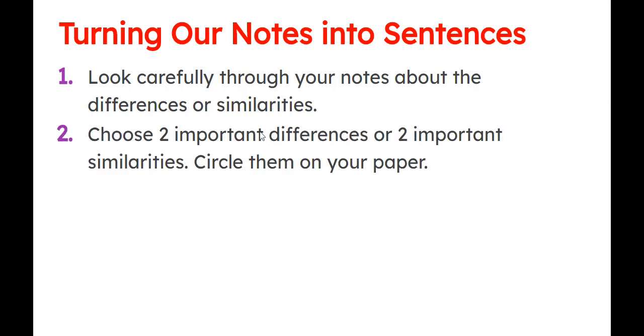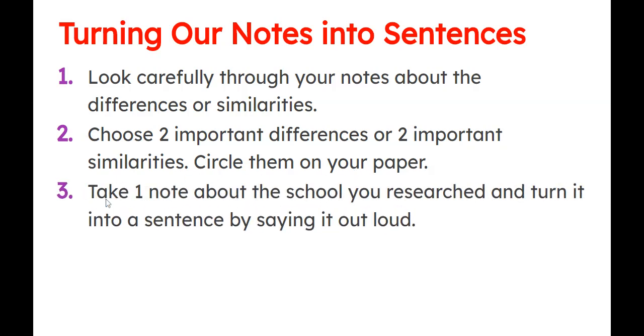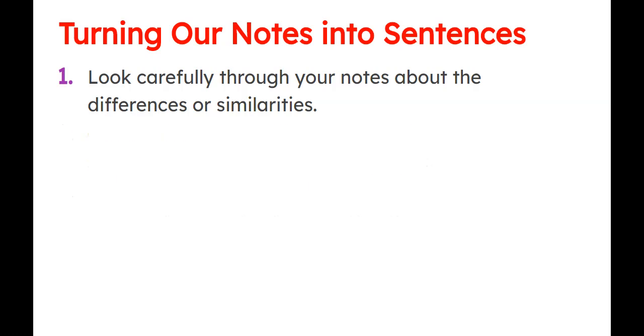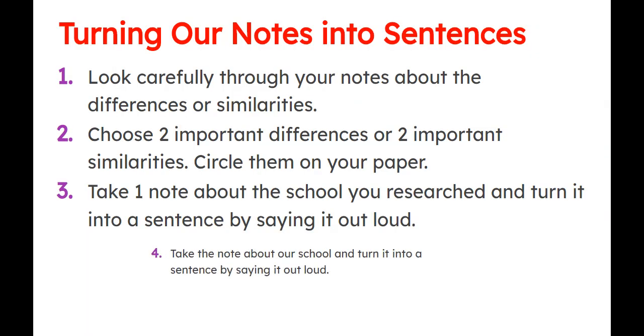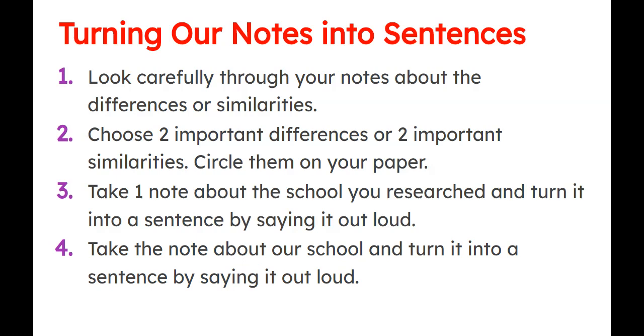Choose two important differences or two important similarities. Circle them on your paper. Then you take one note about the school you researched and you turn that into a sentence by saying it out loud. So that would be like where I had 19 children in the school. I'm going to turn that into a sentence by saying, in the rainforest school in Brazil, 19 children are in the school. And then I will take a note about our school and turn that into a sentence.